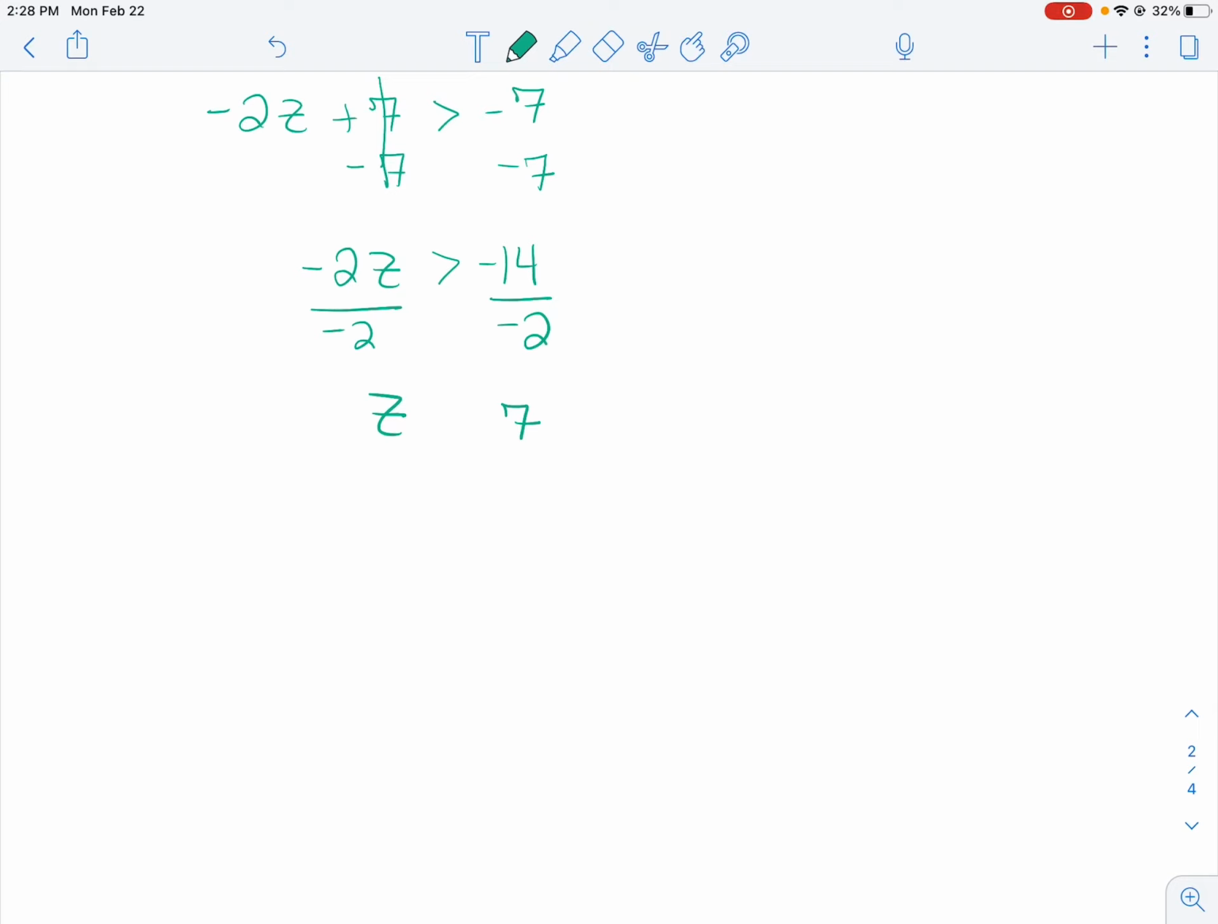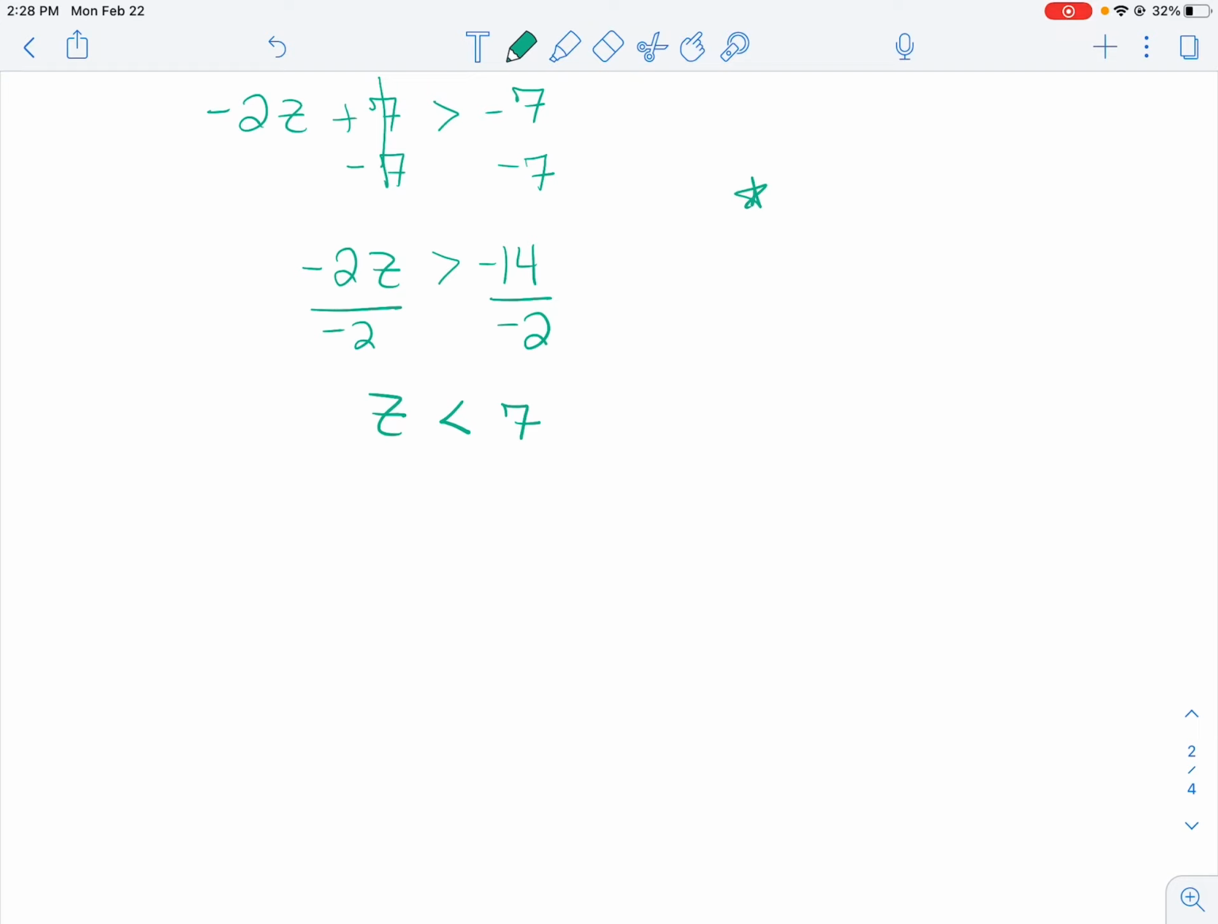And when you divide by a negative with an inequality, what a negative really says is to negate or make the opposite of your statement, okay? So what we have to also do is take our inequality sign from being a greater than and switch it to be a less than, all right?